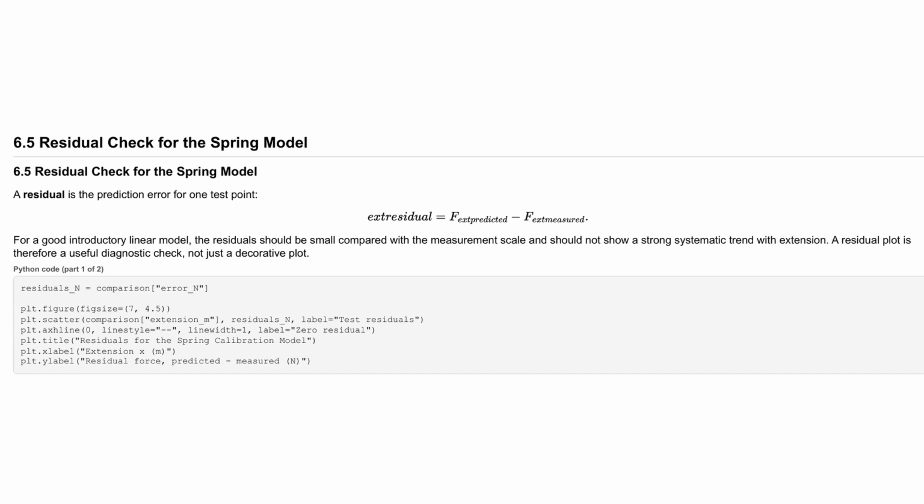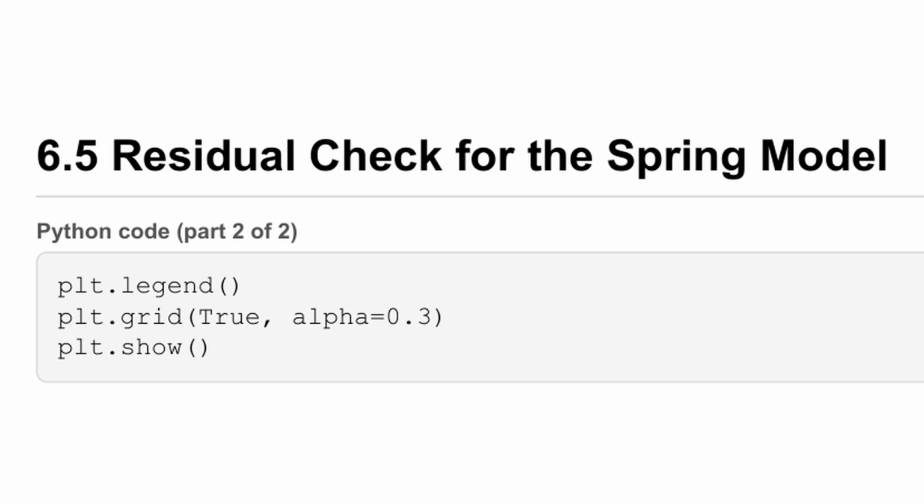A powerful diagnostic tool is a residual plot. The residual is simply the predicted value minus the measured value. If our linear model is appropriate, the residuals should be randomly scattered around 0, with no clear systematic pattern. This code sets up that scatter plot. We finish configuring our residual plot by adding a legend, a grid, and displaying the figure.